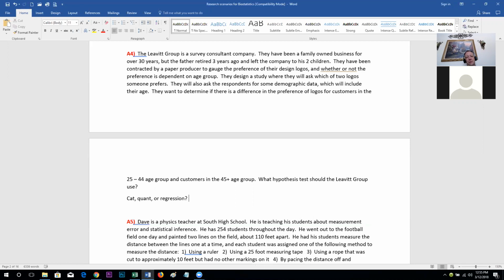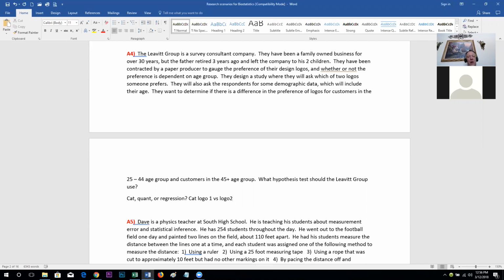Okay. So I'm going to say categorical. You're saying categorical, and what are the categories? The 25 to 44 age group and the 45 plus age group. And with that, they're trying to determine which of the 2 logos they will prefer. Yeah, so logo 1 versus logo 2, is that what you're saying? The categories? Yeah. You said the groups first, but yeah, the categories. Okay, that's correct. So this is categorical.